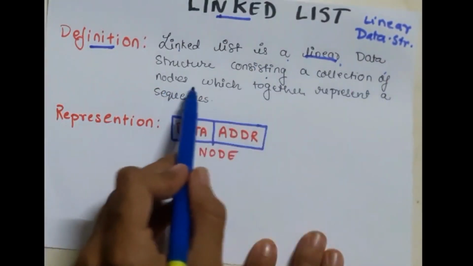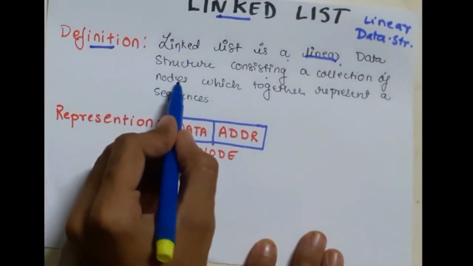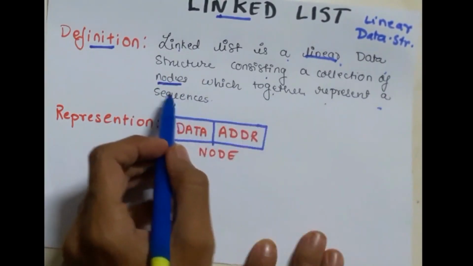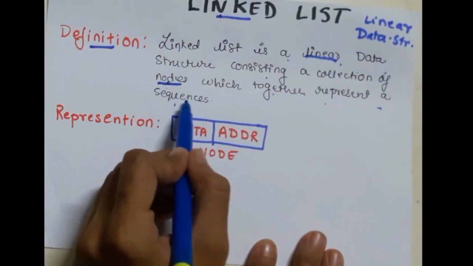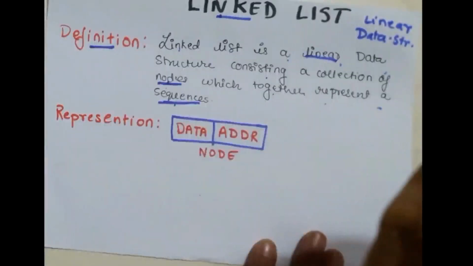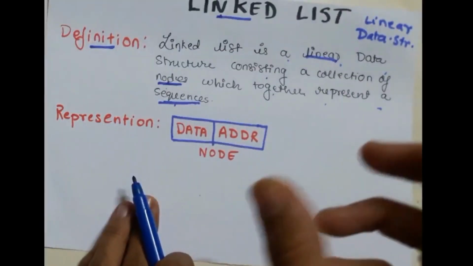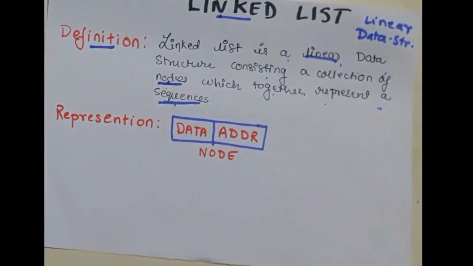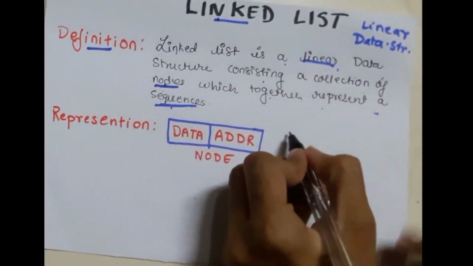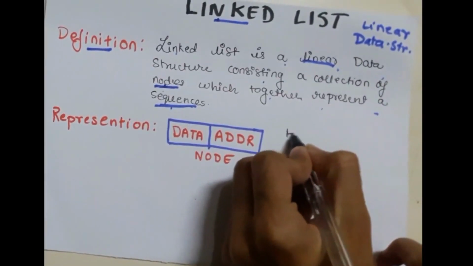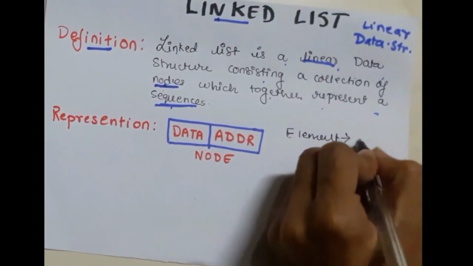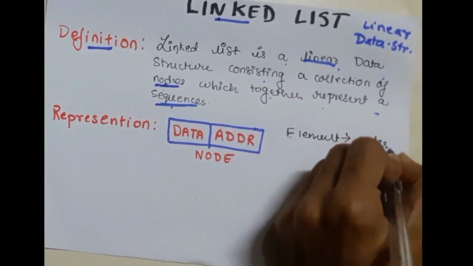Consisting of a collection of nodes. The linked list consists of a collection of nodes which together represent a sequence. These nodes together make a sequence. Okay. The elements of linked list are called as nodes. You can write here as elements of linked list are called as nodes.